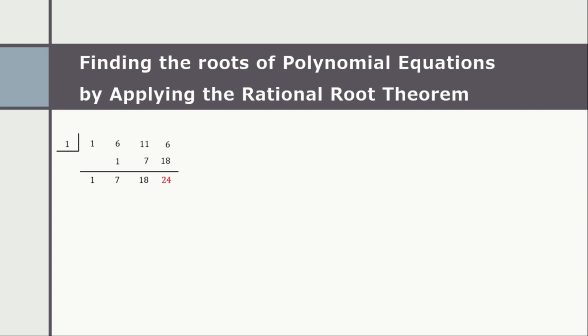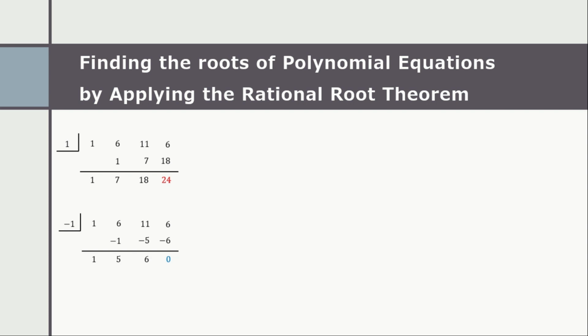Let's now proceed to negative 1. Again, following the steps in synthetic division, we write the coefficients of the given equation. We have 1, 6, 11, and 6. Bringing down the leading coefficient, which is 1. Then 1 multiplied by the divisor negative 1 will give us negative 1. Then 6 plus negative 1 will give us positive 5.